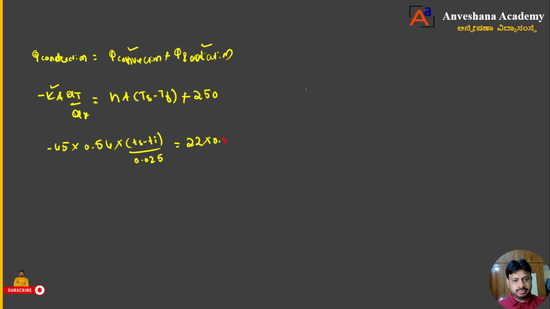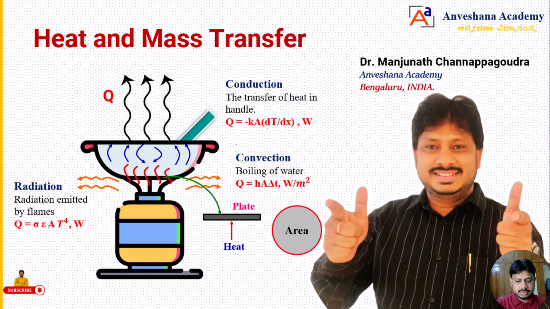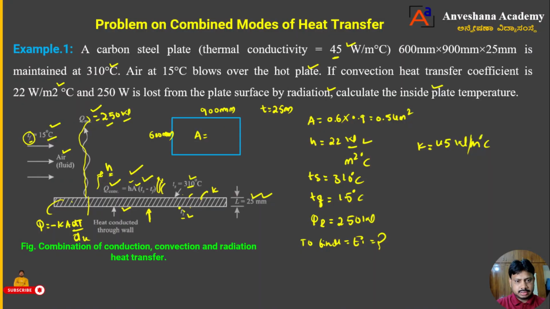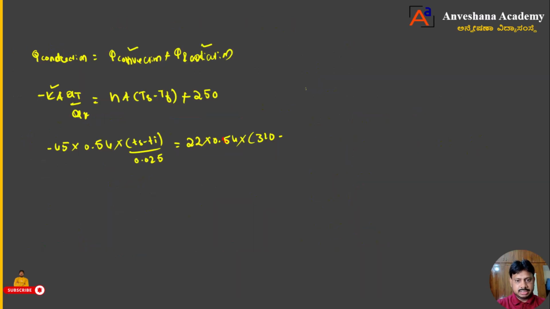That is 0.54, just a minute, sorry. That is 0.54 into next Ts. What is Ts? That is the surface temperature, 310, minus temperature of fluid, that is 15. You can see here, dear students. Ts is 310 degrees Celsius, Tf is 15 degrees Celsius. That I will substitute here now. Ts is 310, then 15 degrees Celsius, plus 250, dear students. That is 250, you can take it here now.